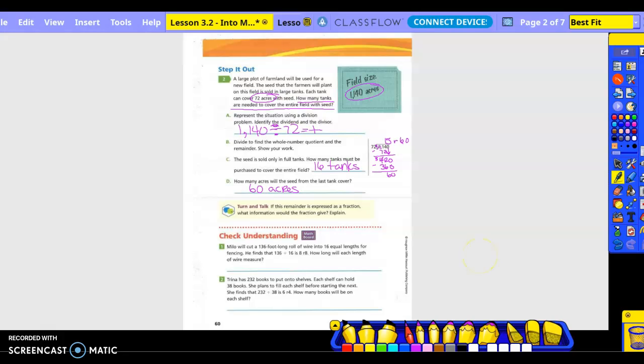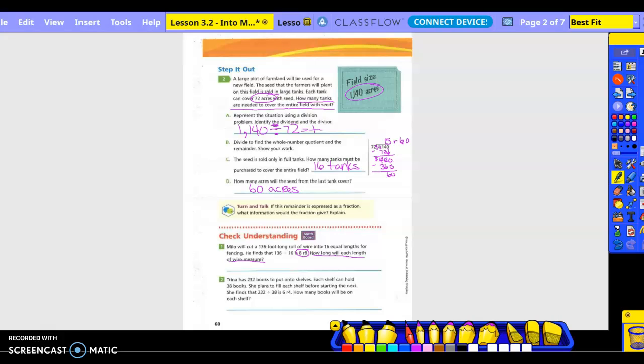Check for understanding. Number 1. Milo will cut a 136-foot long roll of wire into 16 equal lengths for a project. He finds that 136 divided by 16 is 8, remainder 8. How long will each length of wire measure? So this is what he finds out for his answer, right, guys? And then we need to know, they want a length. So we said that that's probably going to be in what?